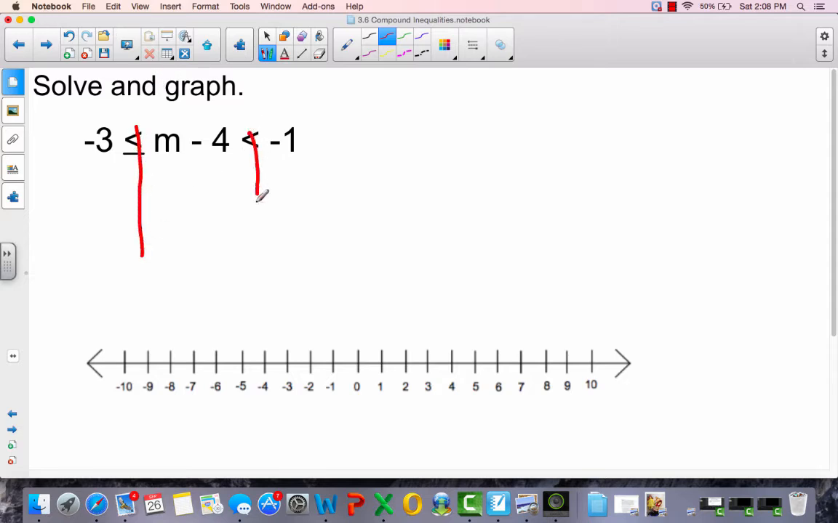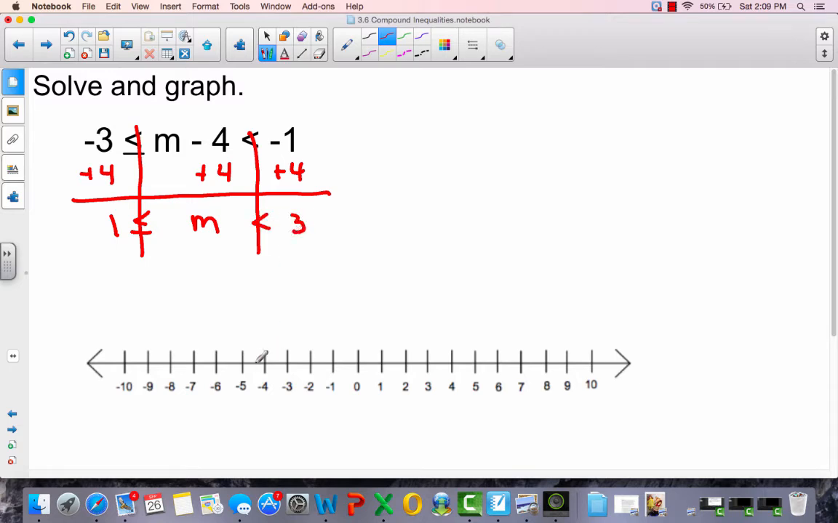We draw both lines down like this. We have to get rid of the 4, so we put positive 4 on all sides. That means we've got 1 is less than or equal to m, which is less than 3.